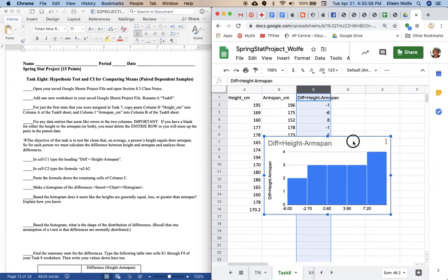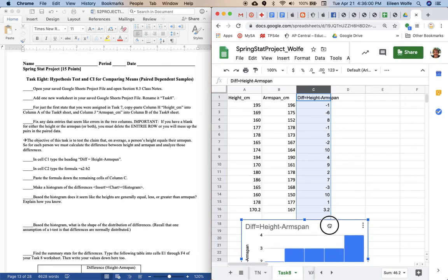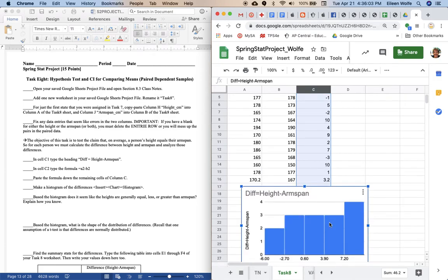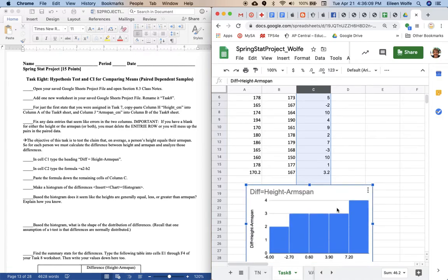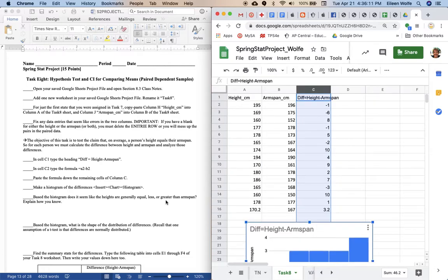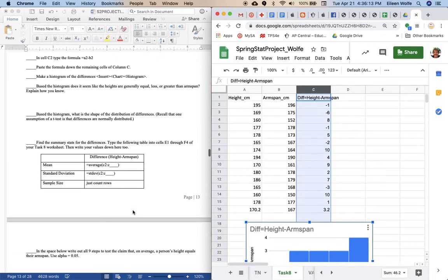Okay, so that's why I asked for the graphical display, just so you could get a visual about whether my differences are looking positive or negative or close to 0, and what the shape is of that. All right, so I don't need that histogram anymore. Now I'm going to need some summary stats on these differences.